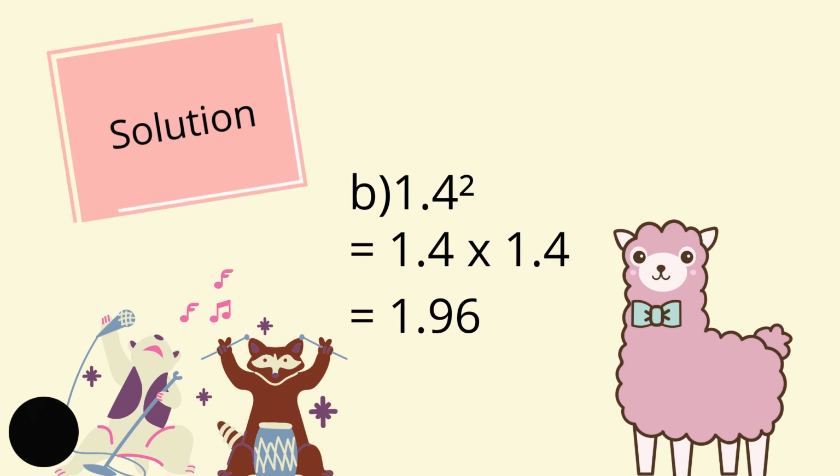B, 1.4 squared. The next step is we have to break it out, and it becomes 1.4 multiplied by 1.4 equals 1.96.